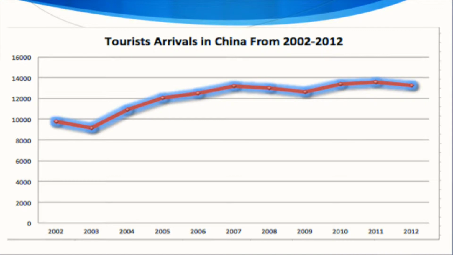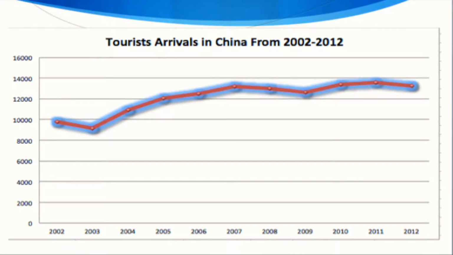Today I'm so glad to be here to discuss China tourist arrivals with you. This chart shows the tourist arrivals in China from 2002 to 2012. We can see the arrivals trend, and there is a significant decrease in 2003.